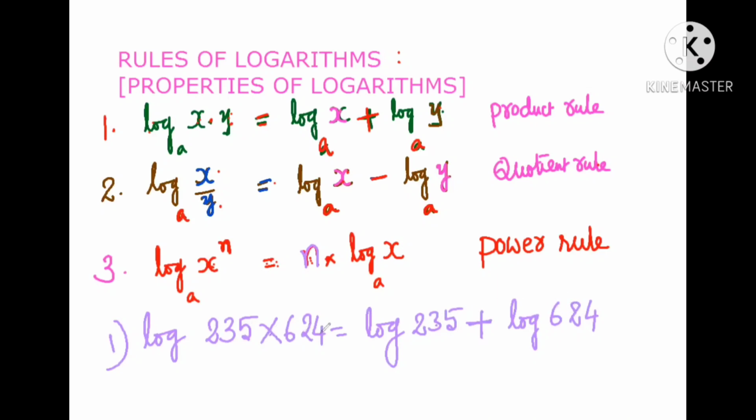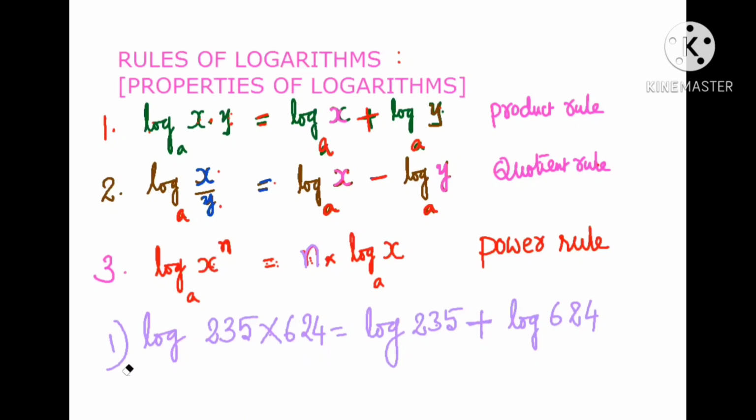So here base is not given. If base is not given, the base should be taken as 10. This is called general logarithm. For any logarithm, if base is 10, then the logarithm is called general logarithm. In that case we need not write 10, so we just write like this: logarithm of 235 into 624 equals logarithm of 235 plus logarithm of 624.